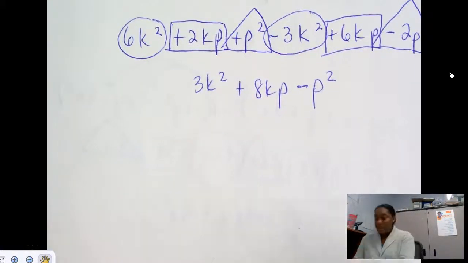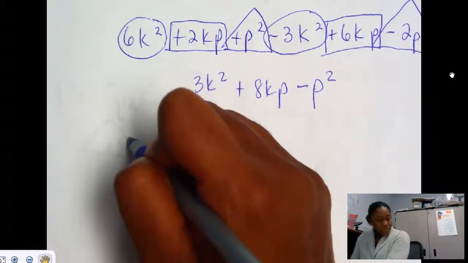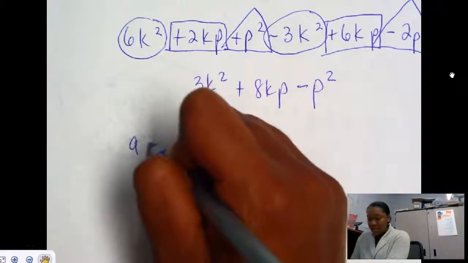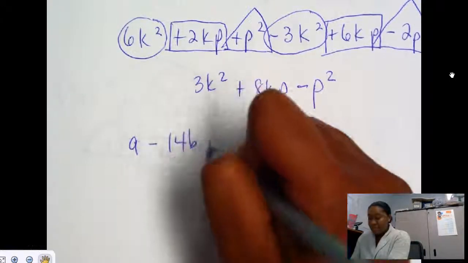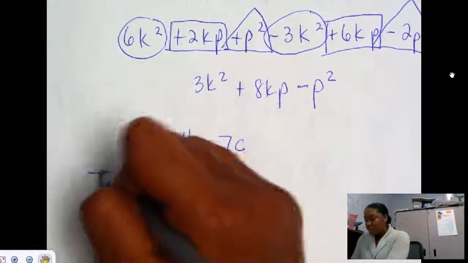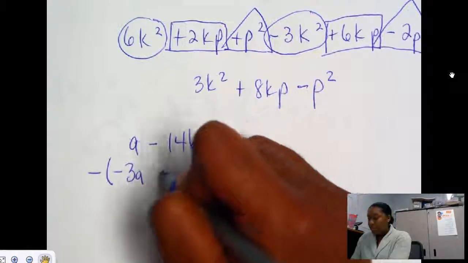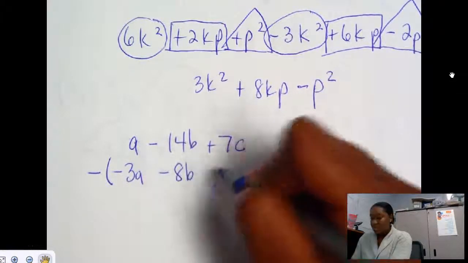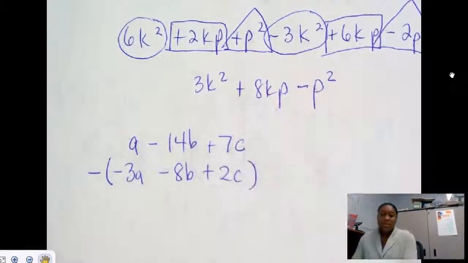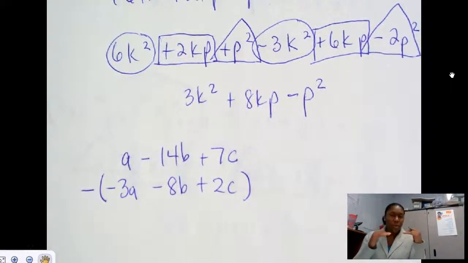Let me do 62. So don't freak out that they're vertically stacked on each other. For this one, number 62, it says a minus 14b plus 7c. And then they vertically stack. They want you to subtract negative 3a minus 8b plus 2c. So it's the same concept. It's just vertically stacked instead of being horizontal.